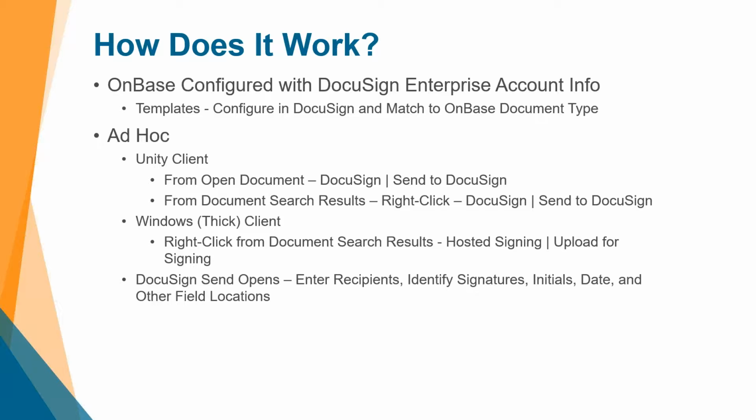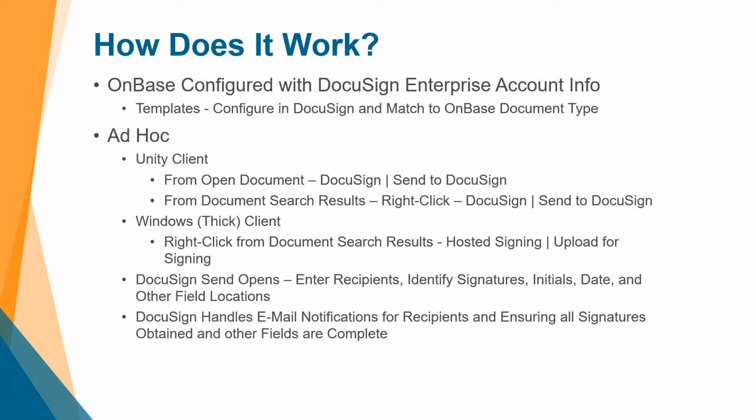So once we've said send this to DocuSign, there's going to be a DocuSign send window that opens up. This is assuming that we're not dealing with any templates. There you're going to have to go ahead and provide DocuSign who the recipients are, their email addresses as well as their names. We have to identify where on the document we want to capture those signatures, initials, dates, any other fields that might be out there, so on and so forth.